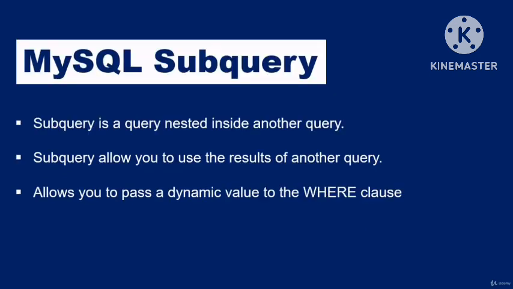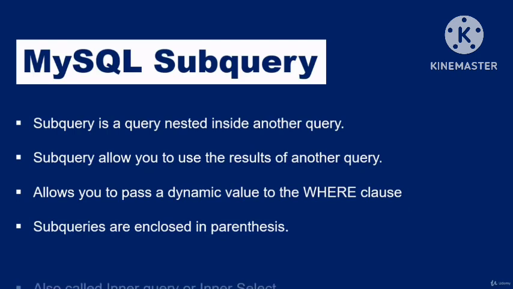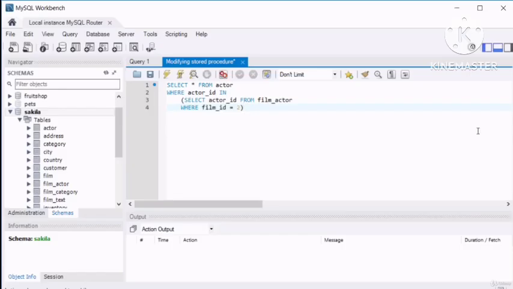Subqueries are normally enclosed in parentheses, and they can also sometimes be referred to as an inner query or inner select. So I've added a script here to illustrate how subquery works. In this example here, the subquery is enclosed in parentheses. What I'm doing here is trying to retrieve the details of all the actors that appeared in the film with a film ID of 2.